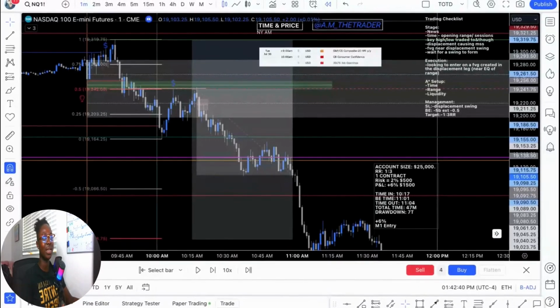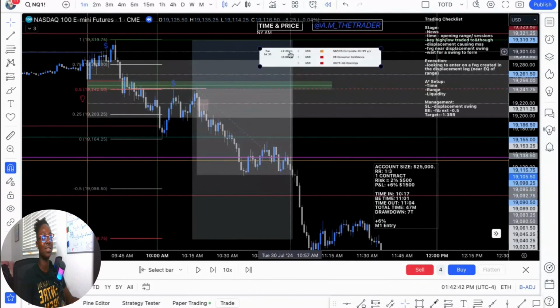As always, we start with the economic calendar, and as you can see, we had high and immediate impact news come out at 9 and 10 o'clock. 9:30 to 10 o'clock is the opening range. We're not trading, we're looking to see what price is doing.